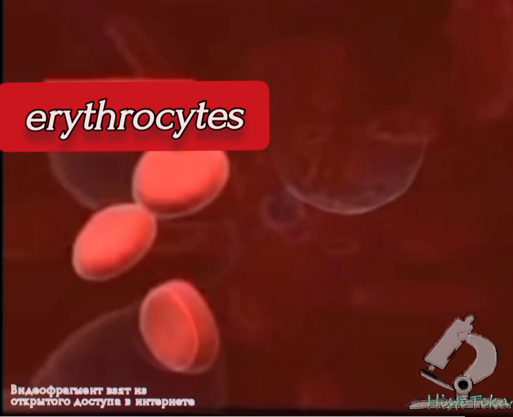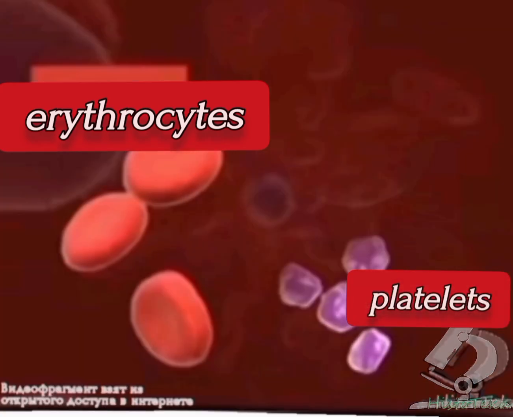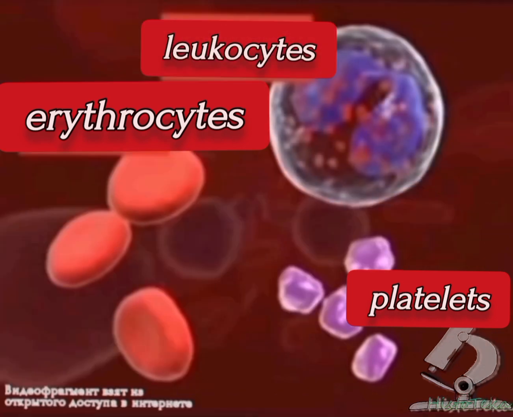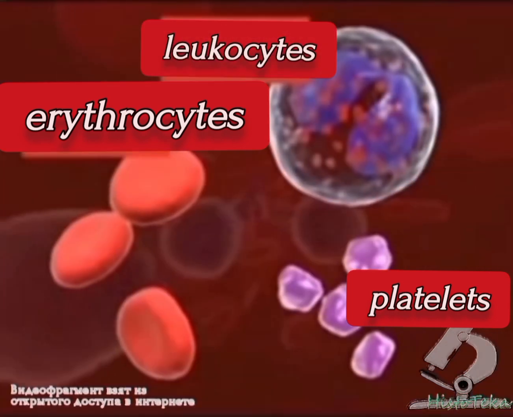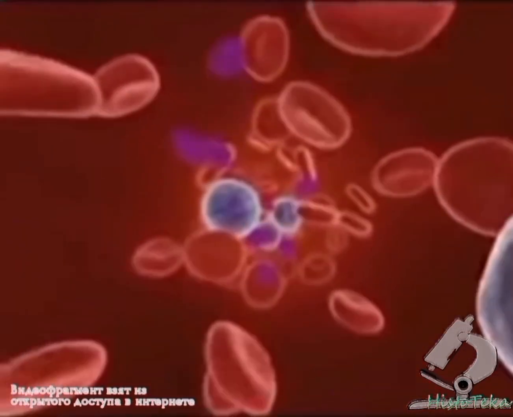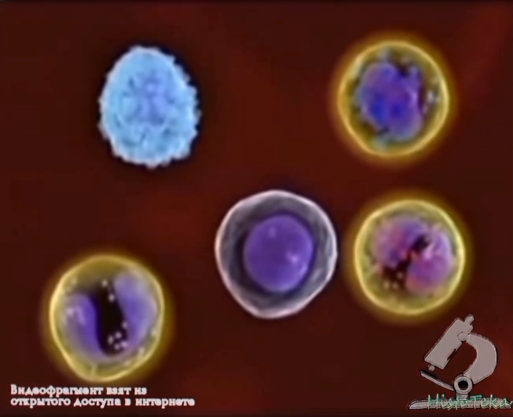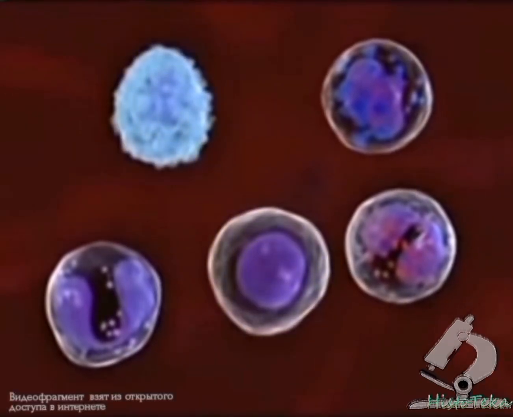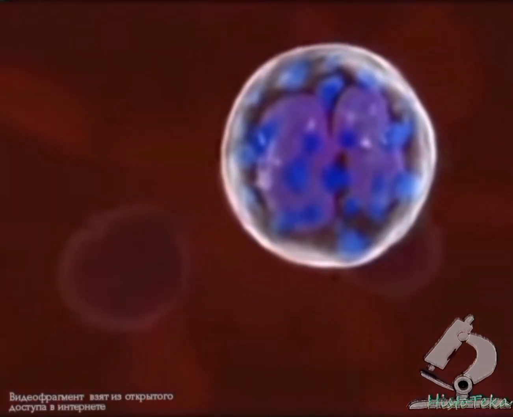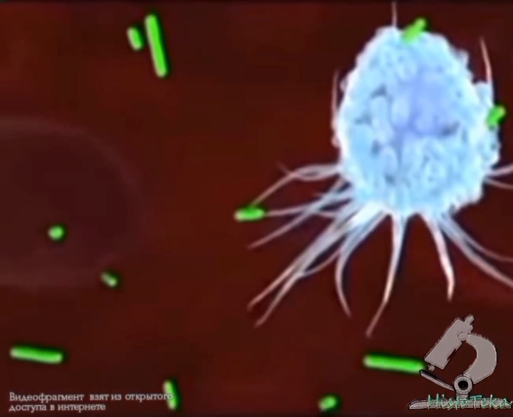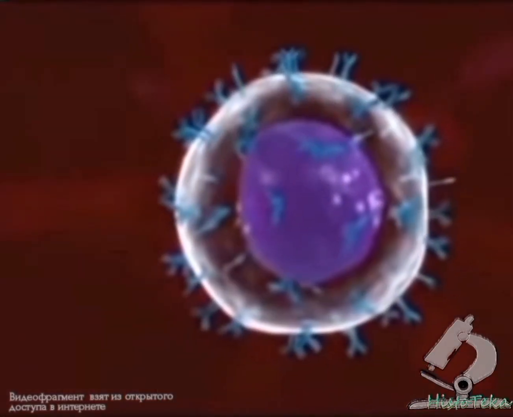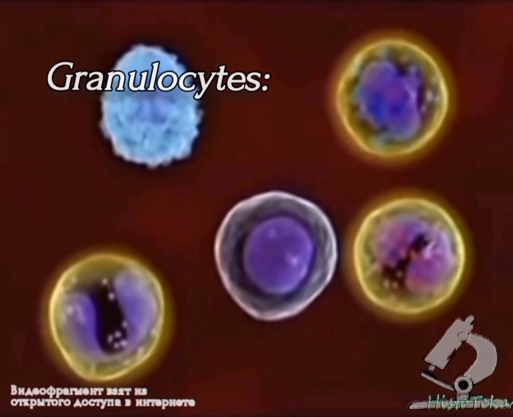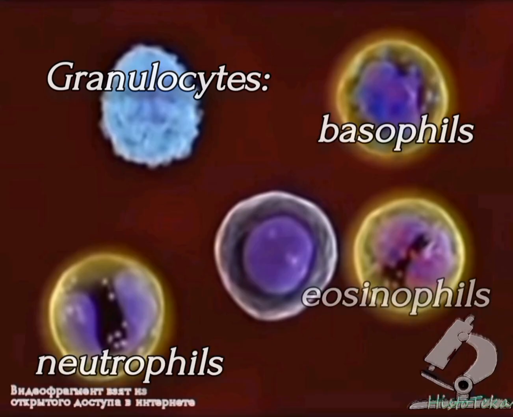In addition to red blood cells and platelets, there is another group of formed elements in the blood: leukocytes, also known as white blood cells. They are already cells. Leukocytes are divided into two groups: granulocytes and agranulocytes. As becomes clear from the names of the groups, granulocytes contain numerous granules. In agranulocytes, there are no granules. Let's start with granulocytes. These include neutrophils, basophils, and eosinophils.